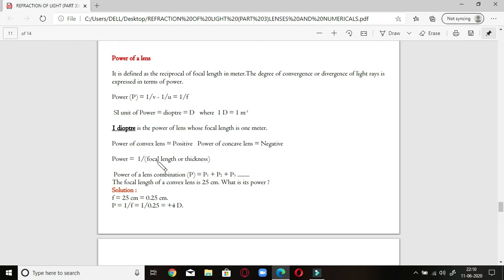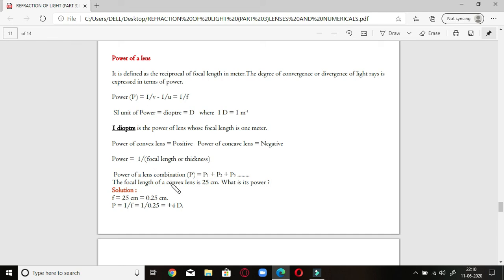So power will be equal to 1 upon focal length in meter. Sometimes it can also be in centimeter. Mostly focal length is in centimeter, as we find in the numericals. So what you can do is put power equal to 100 upon F, and you can find out the power, or vice versa. Suppose you have to find focal length in centimeter, use again the formula P is equal to 100 upon F, and you can easily find the focal length in centimeter.